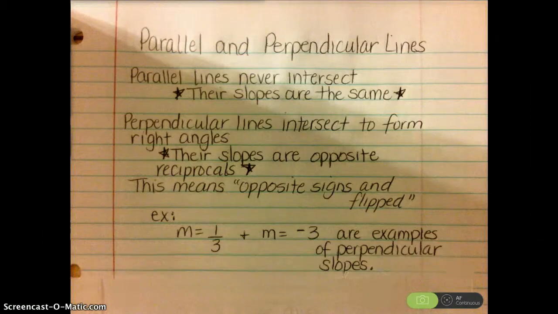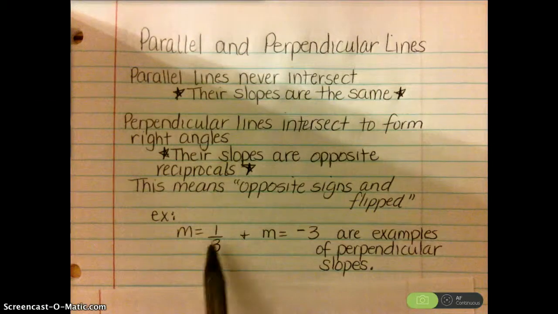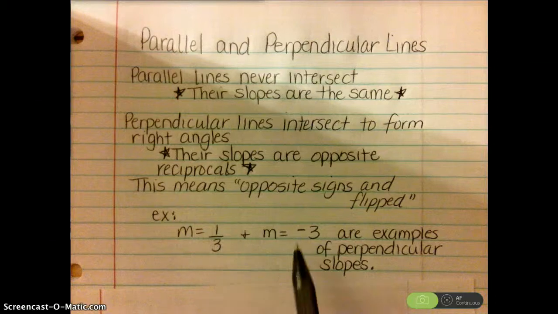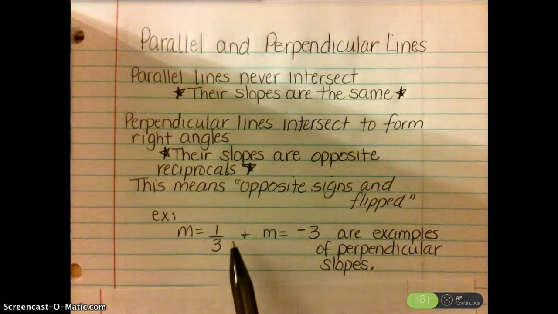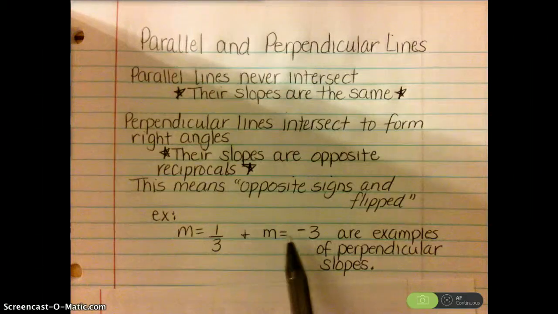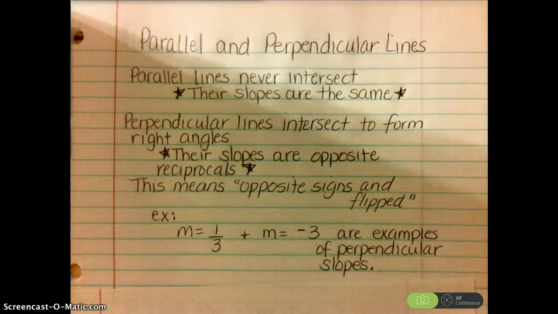So, for example, if I have a slope that's 1/3, the perpendicular slope will be -3. When you flip 1/3, it becomes 3/1, and then we change the sign. So these are examples of lines that will be perpendicular based upon their slope.